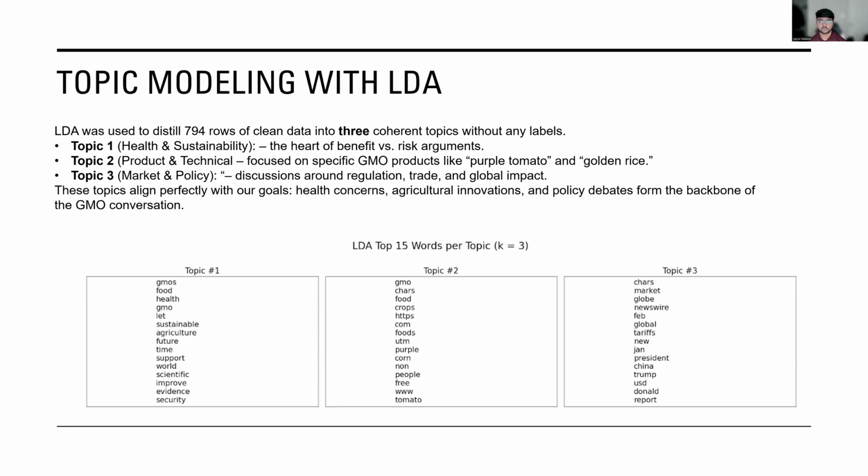Topic one mostly focused on the benefits versus risk arguments, whereas topic two focused on specific GMO products like purple tomato and golden rice, so it was about the product and technicality of it. The third one was basically discussions regarding regulation, trade, and global impact of GMOs. Now, these topics show that our goals are perfectly aligned with the topic classification. That is, health concerns, agricultural innovations, and public debates are the backbone of the GMO debate and conversation in this day.